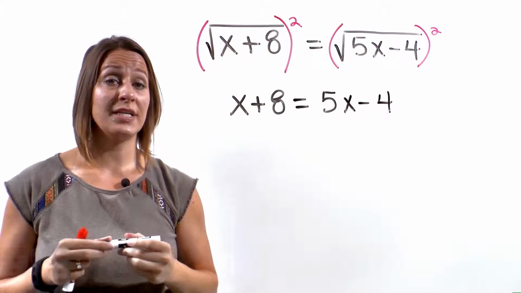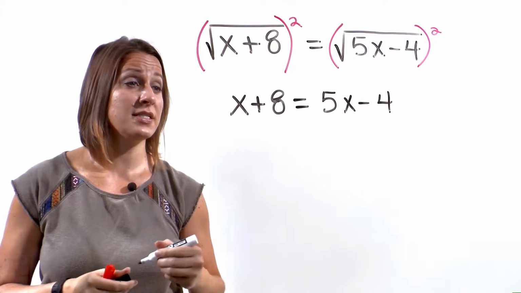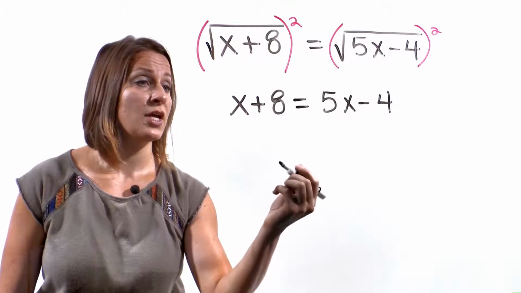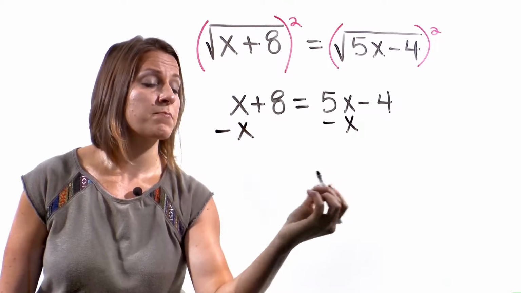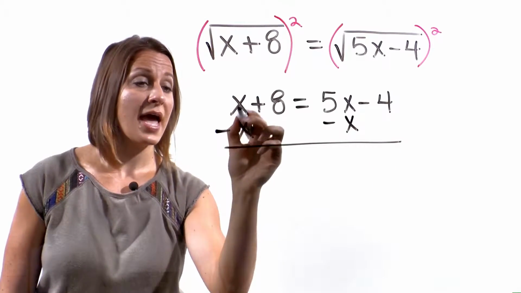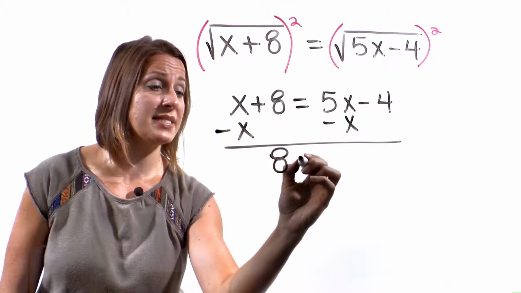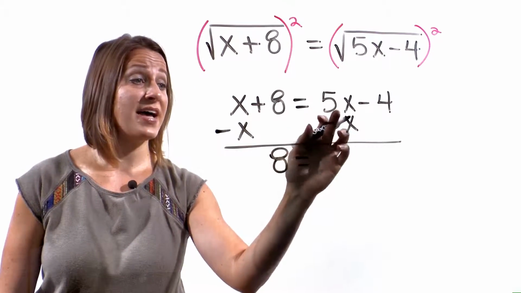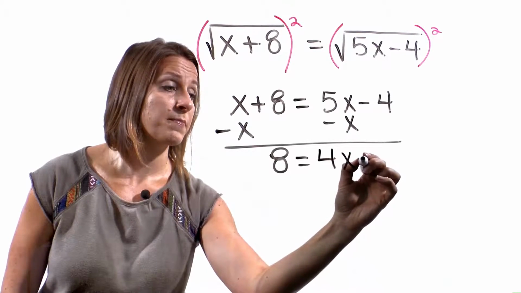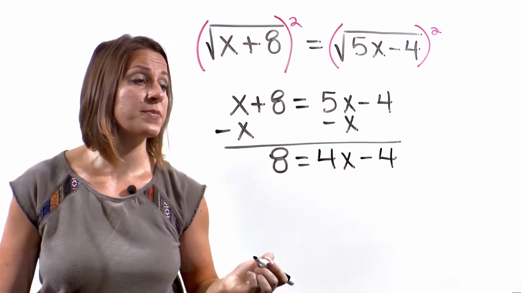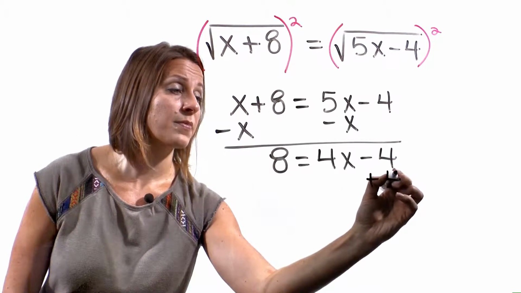Next, we need to collect the like terms. We need to get the x terms together and the constants together. So what I'll do is subtract this x. x minus x is nothing, so I'm left with 8 equals 5x minus x, which is 4x, minus 4. Next, I'll bring my constants over to the left side.